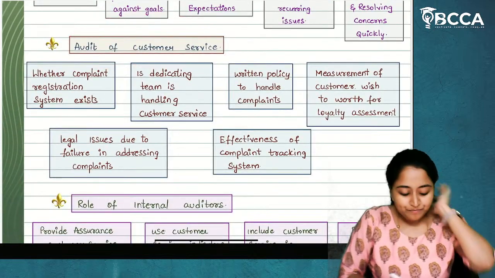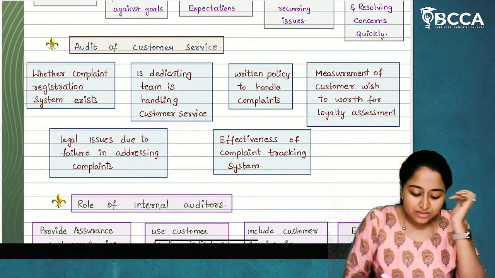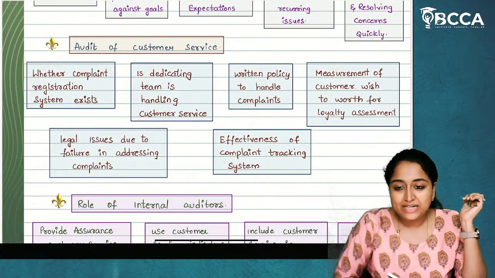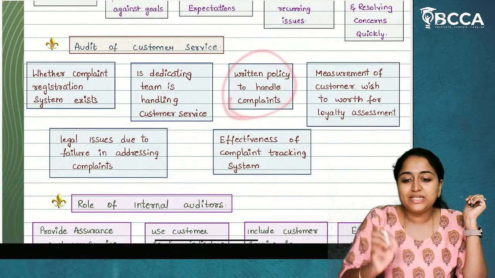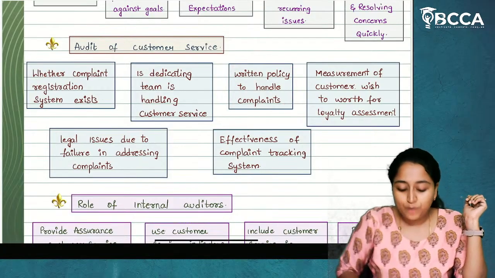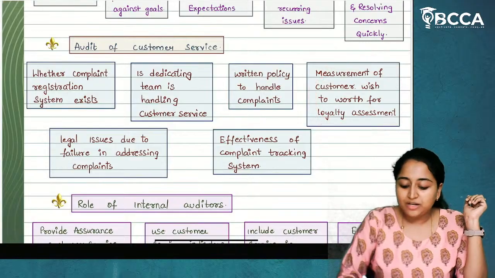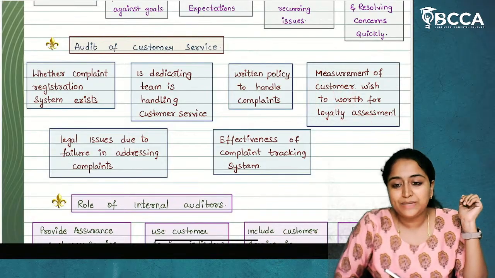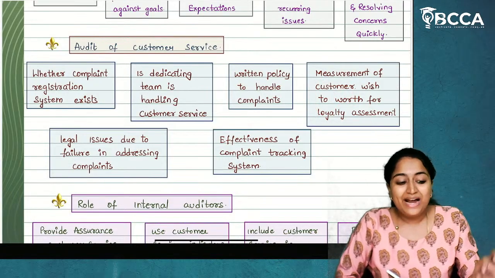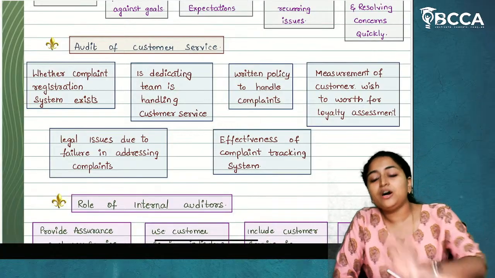What are you going to do? Whether a complaint register system exists, whether a dedicated team is handling customer service, whether there is a written policy to handle complaints. Is there any written policy? Measurement of customer wish to worth for loyalty assessment, which means what they are wanting and whether the want is having a worth or not.